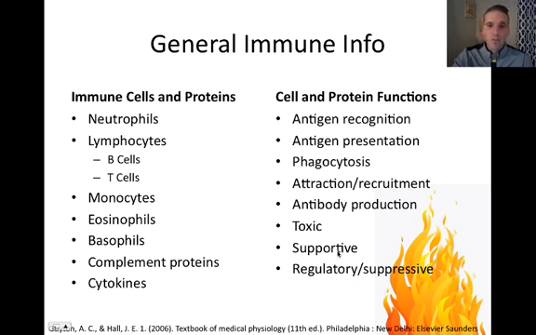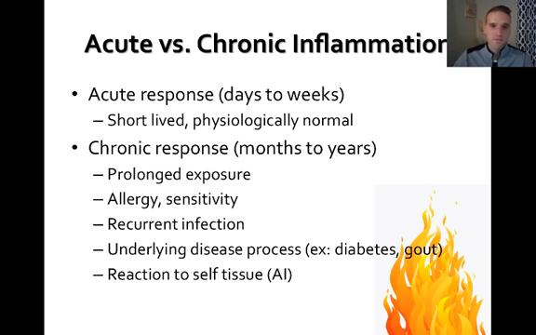We also have supportive T cells, we have regulatory and suppressive T cells, and these are really important for calming the process of inflammation once the damage has been taken care of. When our regulatory T cells are not doing what they're supposed to do, that is one of the situations where we can get prolonged or chronic inflammation. And that's a really good segue into this next slide here, acute versus chronic inflammation.